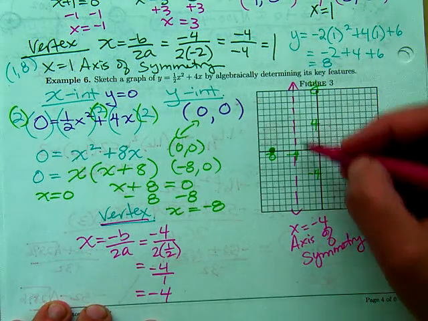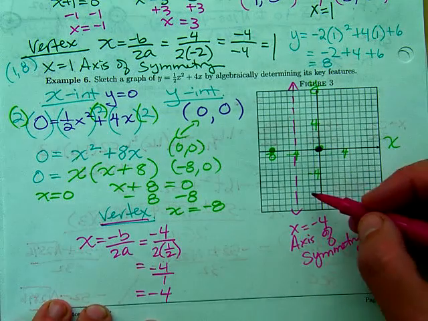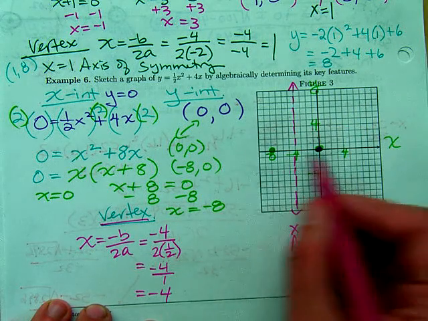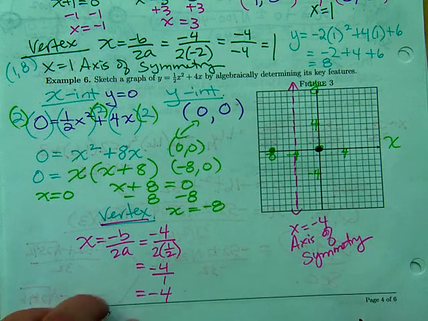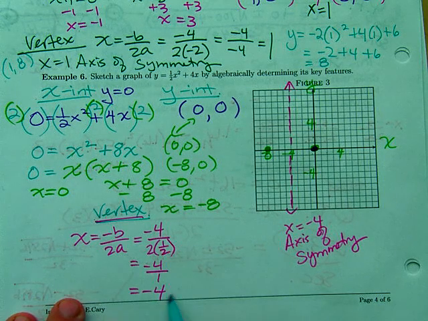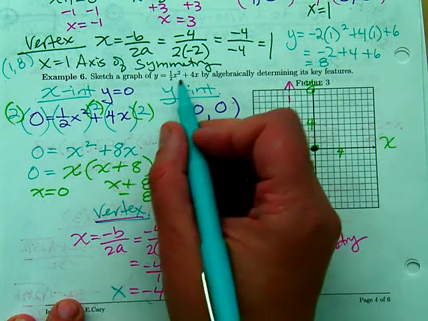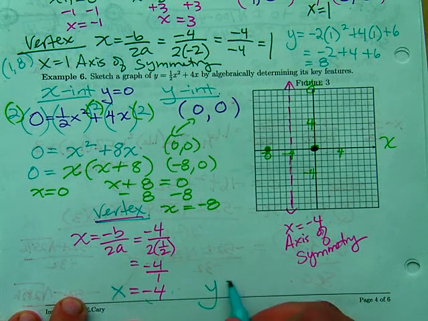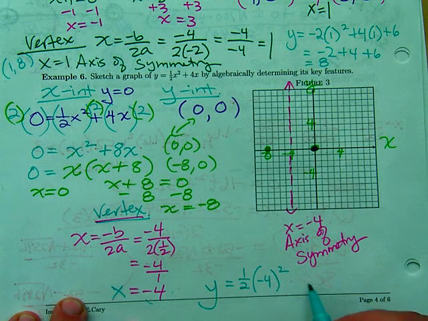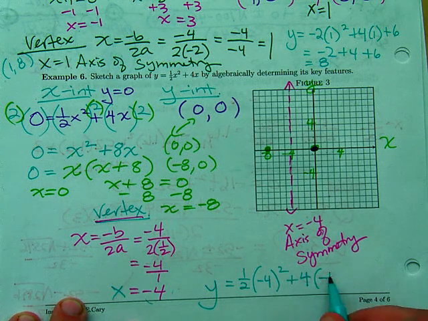And if we want to know where the vertex is on this vertical axis of symmetry, which we decided is halfway in between, how are we going to find the y-coordinate? What do we do to find the y-coordinate? Plug it in, right? Anytime we have an x-coordinate, we're going to plug it in, so we get y equals 1/2 times -4 squared plus 4 times -4.